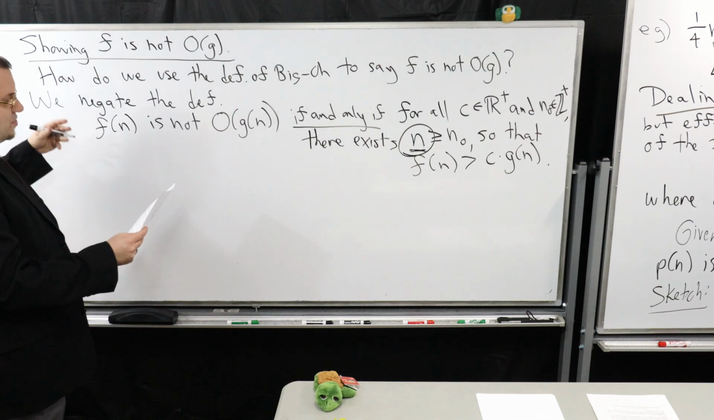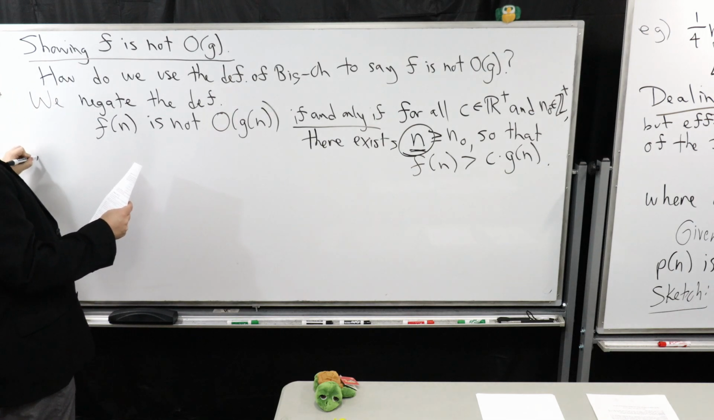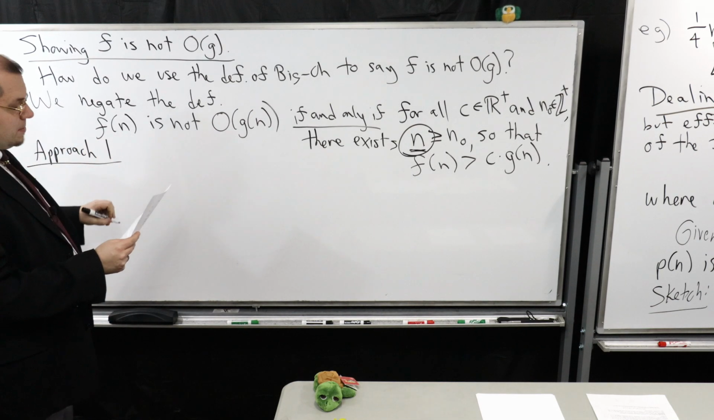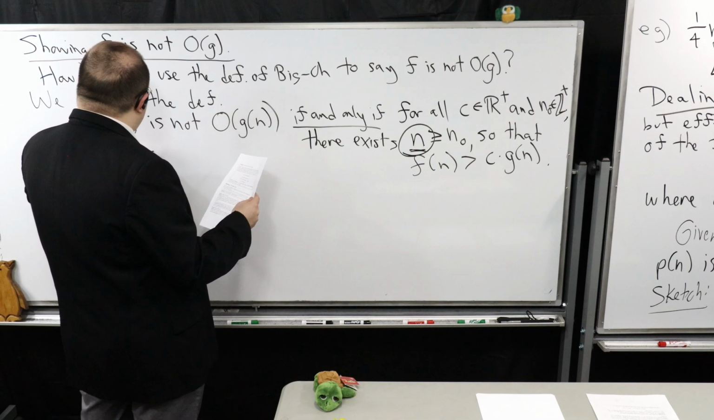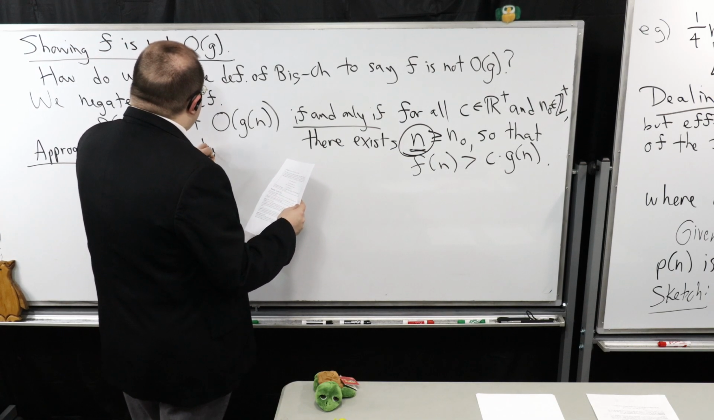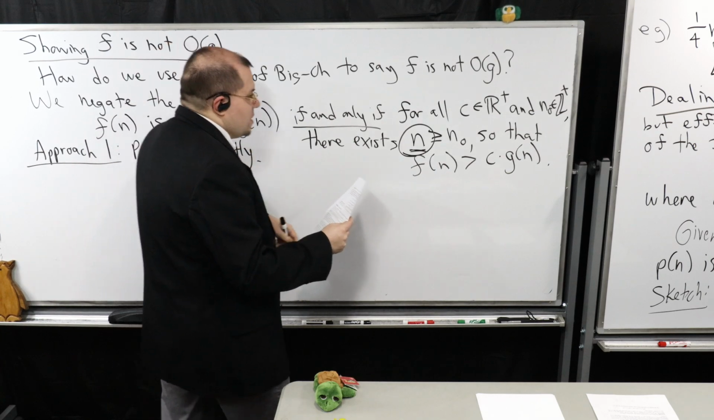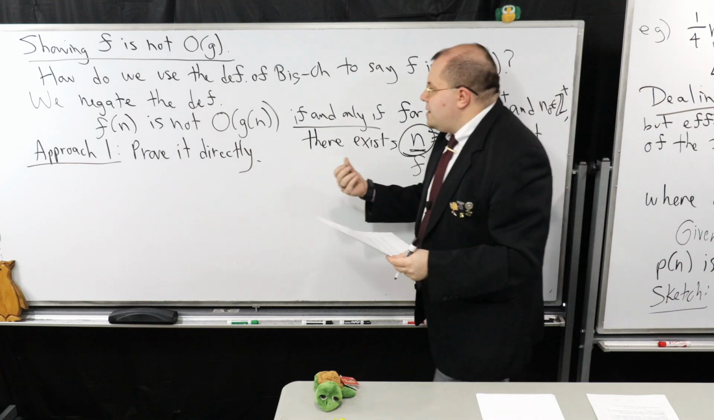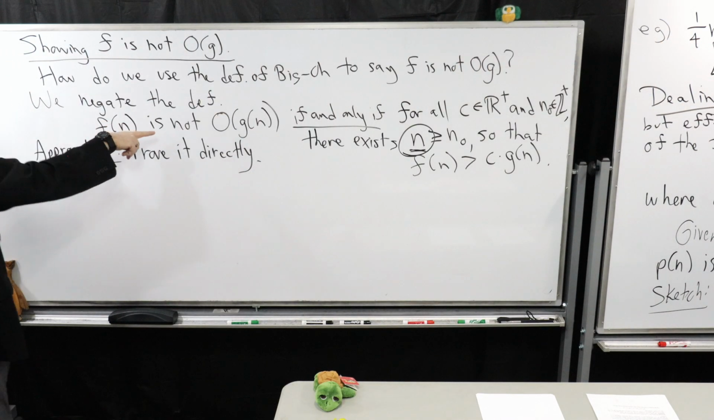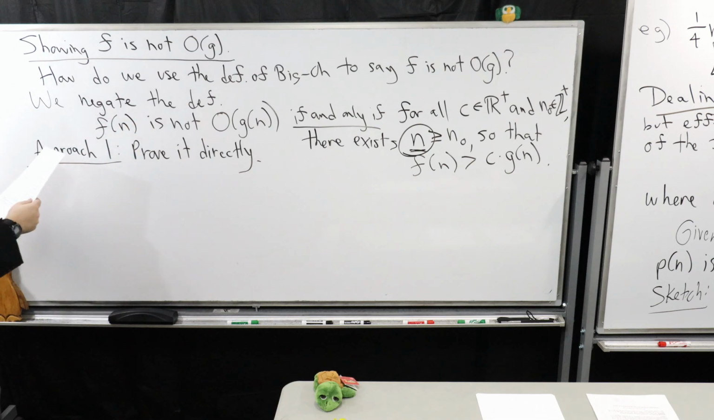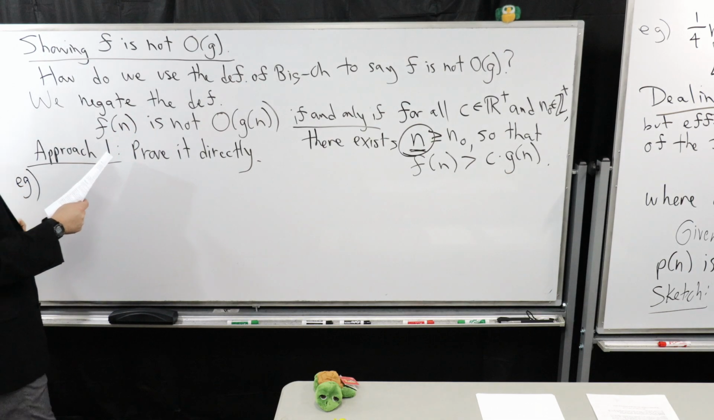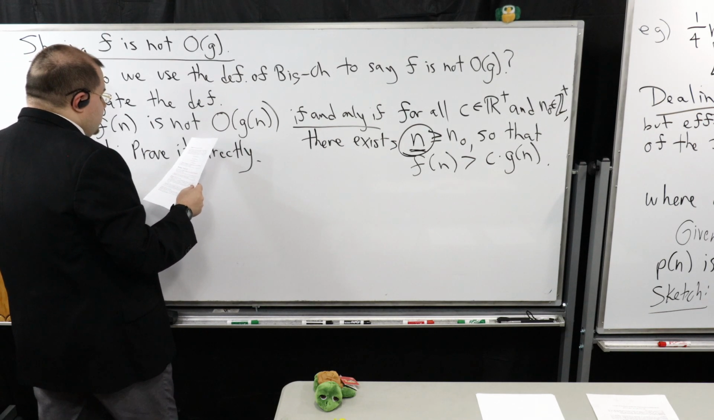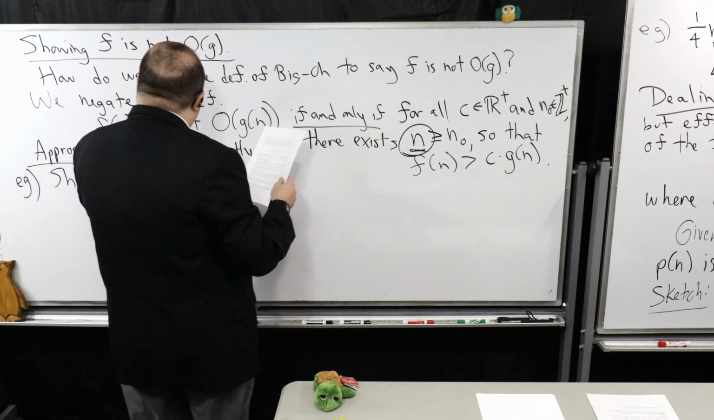So this is the first approach you can take. There's a couple of ways you could use this idea. You could prove it directly. That's the first thing you could try doing. Here's one way you could approach this: you just use what I just wrote here literally. So I'm going to give an example. Let's show that n squared over 2 is not big O of n.